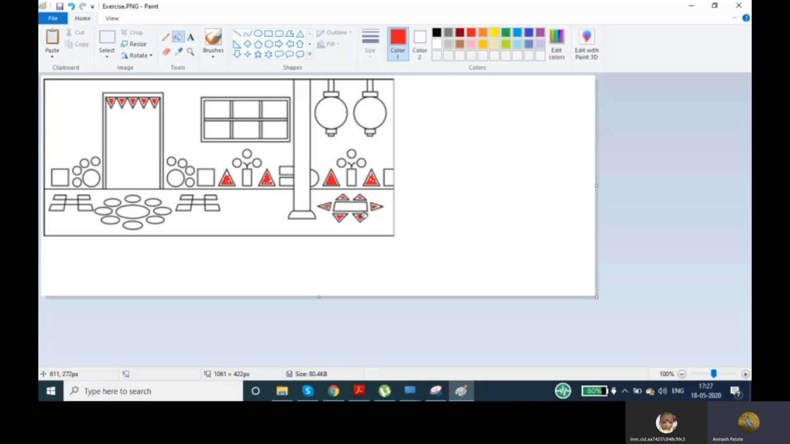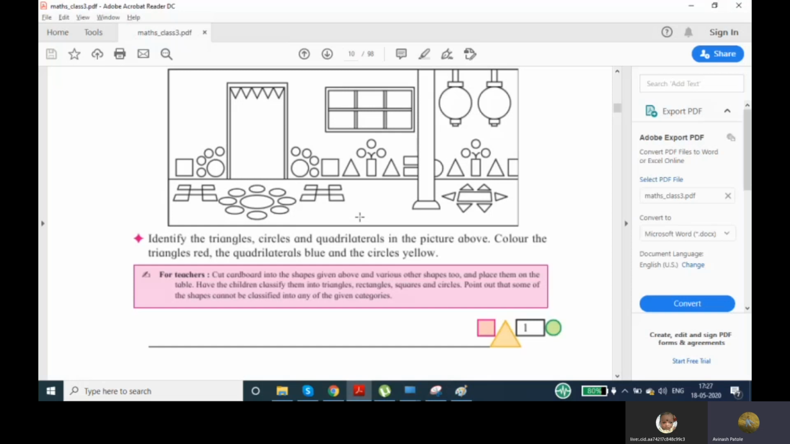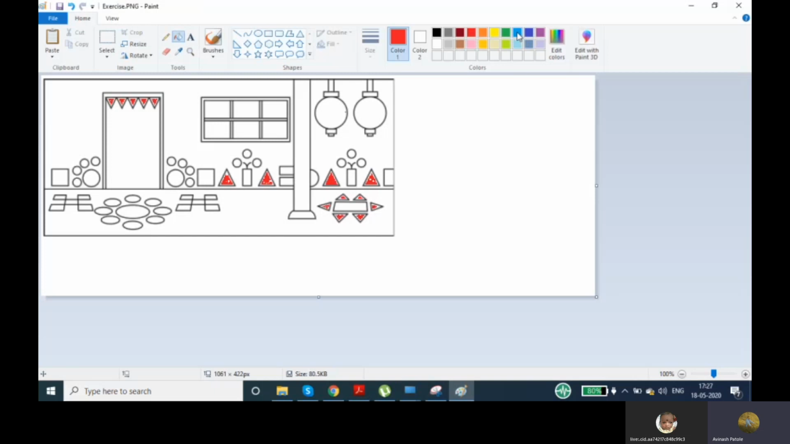So let's have a look. Are there any other triangles that need to be colored? No. So let's read the next. The quadrilaterals should be blue. So we are now going to select the color blue, and now we are going to put blue in all the rectangles and quadrilaterals. So there we go. So here we put blue. So all the rectangles should contain blue.